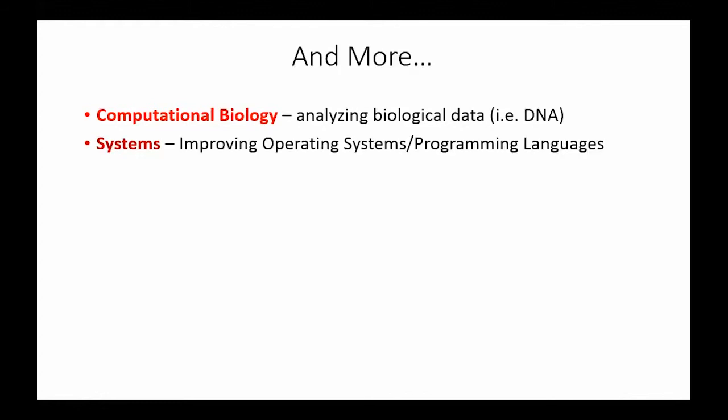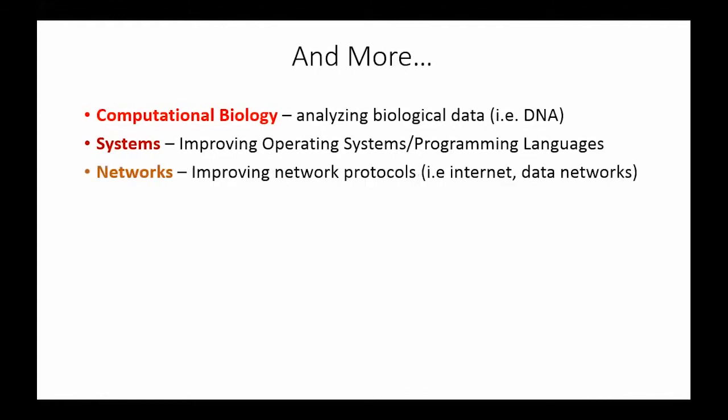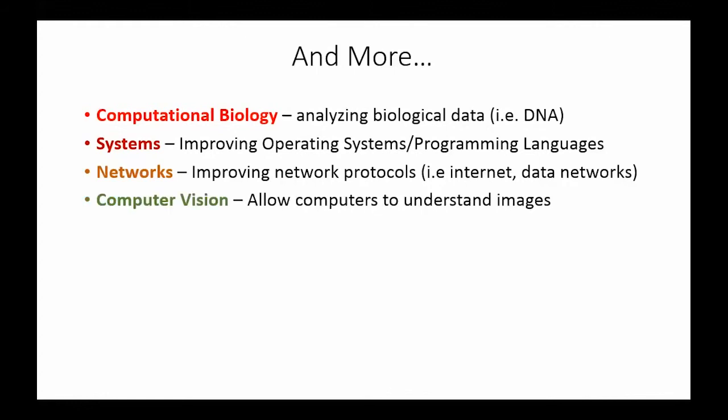Systems is another part of computer science. Systems is kind of like what's going on in the background on your computer. So it's like your operating systems, or your programming languages, or anything that you don't actually see working. So if you like doing all the work and get none of the glory, then work on systems, because that's exactly what happens. Networks, so understanding internet protocols or data network protocols or any network, you can study networks. It's pretty cool.